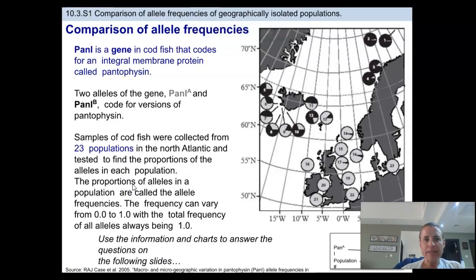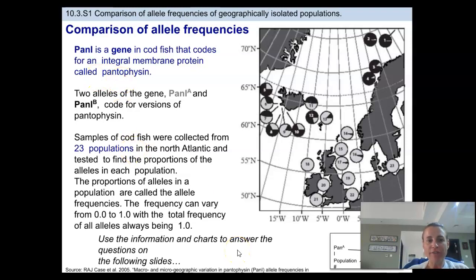Okay, last little bit here. You might be asked to compare allele frequencies for geographically isolated populations. Around here, that's the British Isles, you've got Scandinavia, Iceland and Greenland, maybe. We're looking at 2 alleles of the gene that code for versions of pantophysin, which must just be a particular protein. Oh, here we go, it's an integral membrane protein called pantophysin.